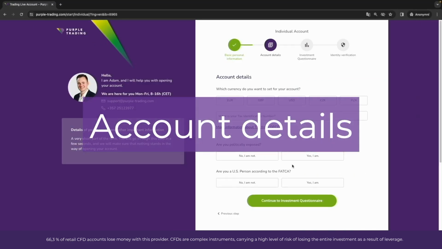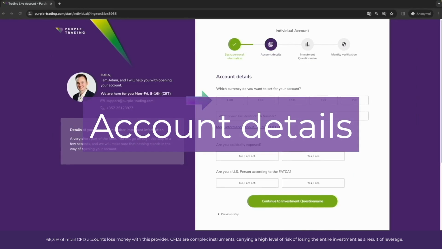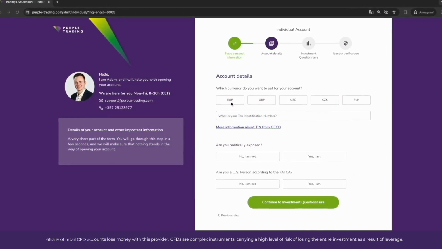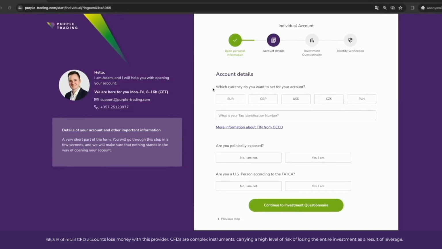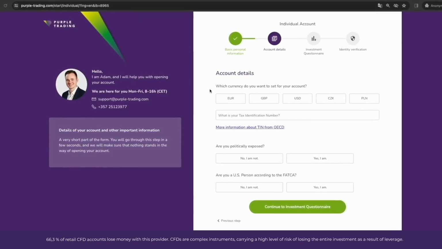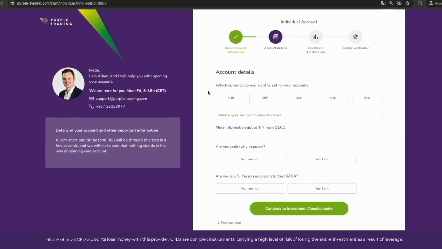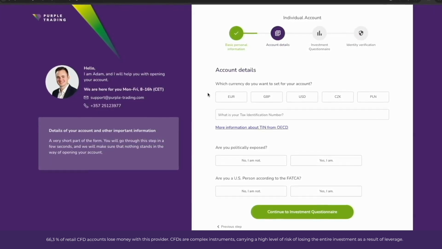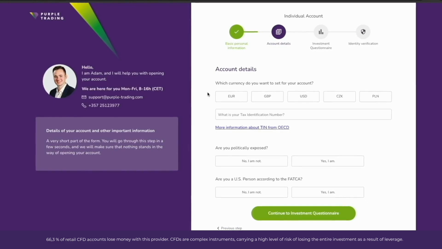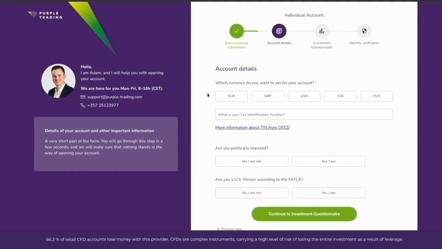On the next page, you will first select the currency you wish to trade in. You can choose between several currencies such as Czech crowns, euros, pounds, dollars or Polish zloty. Choose the currency that best suits your trading needs. Either way, once you have completed the registration process, you will be able to open additional accounts in different currencies within your PurpleZone client area.